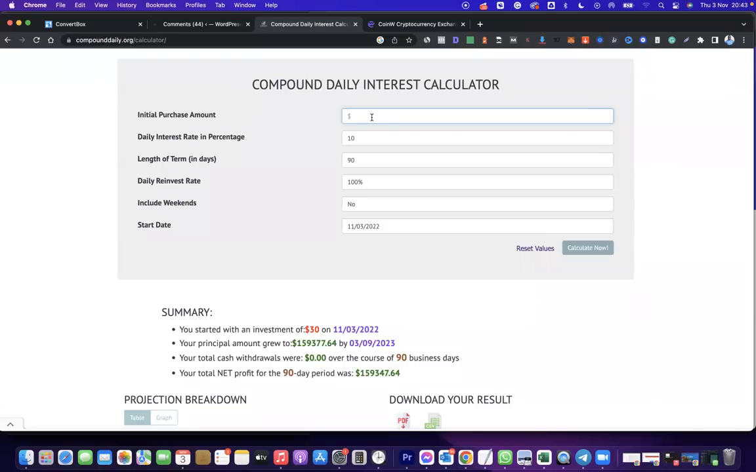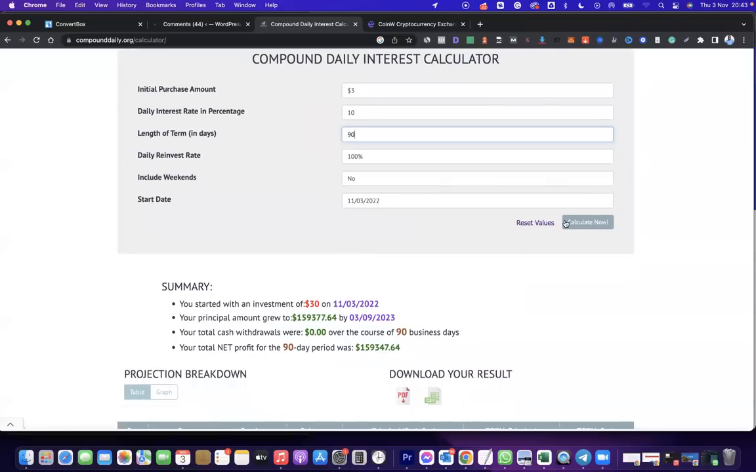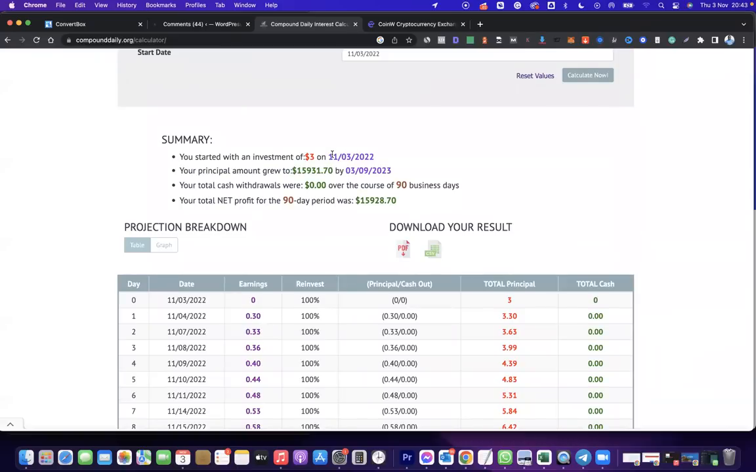So if you are using $10 and if you are using 30% of your capital, what you're going to be using to trade is $3. So this is $3 here. So we are looking at 10% increase rates, and we are looking at 90 days and 100% daily reinvest. After that, let me just click on calculate. All right, so if you start with just $10, at the end of the 90 days challenge, you would have accumulated over $15,000.